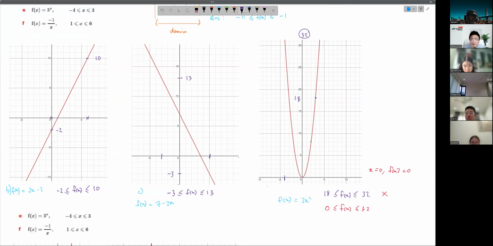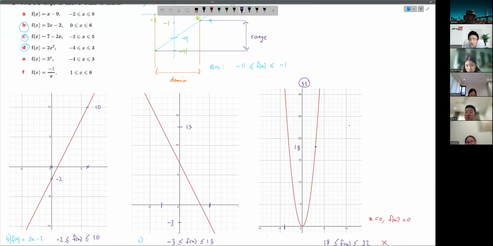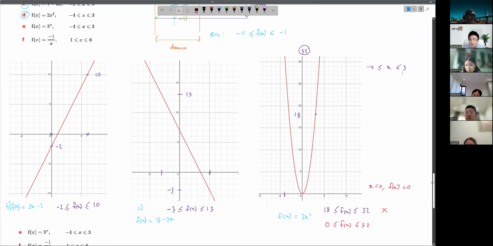This one, let me repeat this. Your x is between -4 and 3, right? So if you put x equals -4, your fx equals 16 times 2 is 32. This one is fx equals 2x squared. Let me write this: equals 2 times -4 squared equals 32.